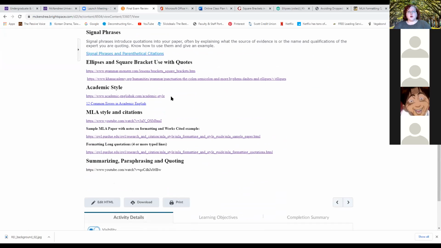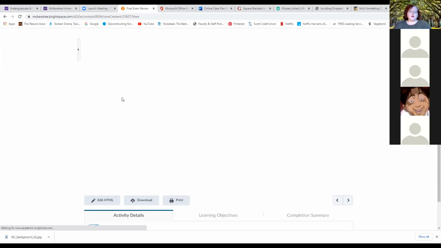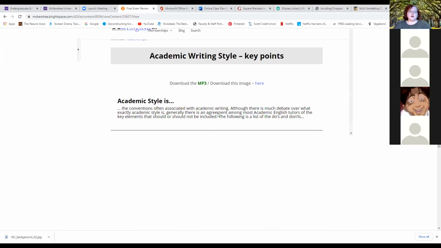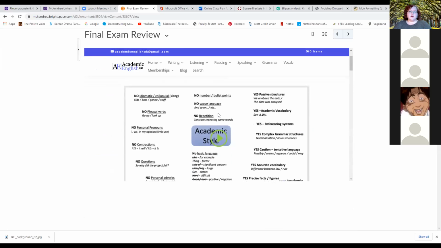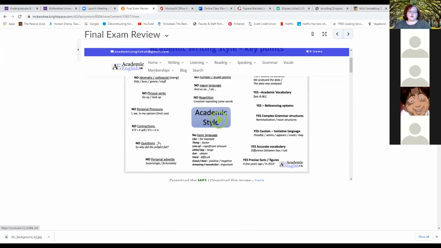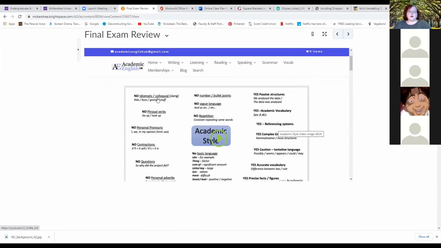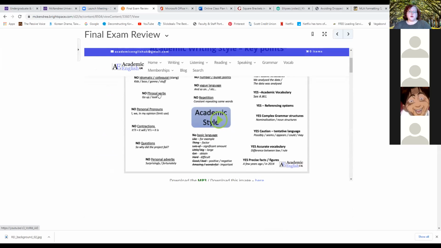Academic style is also an issue. I'm seeing a lot of errors in academic style in the last paper. So get rid of those contractions, no personal pronouns. I found another good link. Let's look at it here. This has a nice chart to it. So these are the don'ts, and these are the do's. Okay. So no slang, no phrasal verbs, no personal pronouns, contractions. They tell you to avoid rhetorical questions, but you can use those for the introduction like we've talked about.